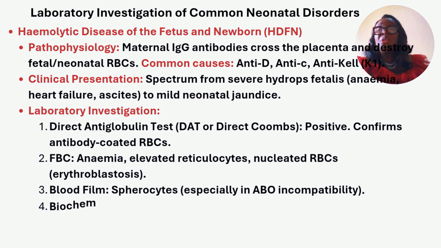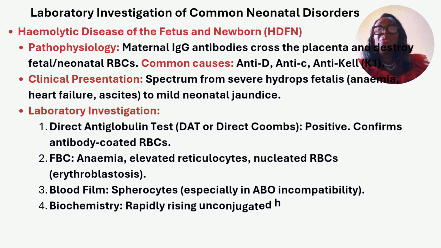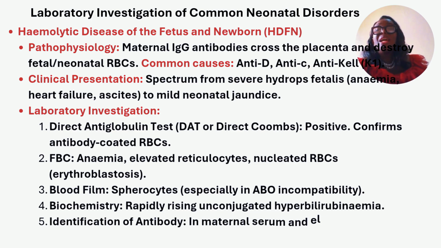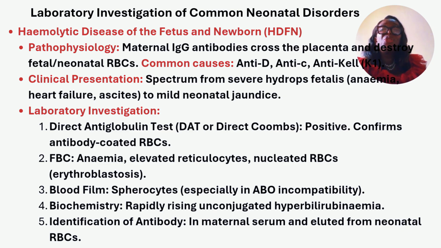An overview of the pathophysiology of hemolytic disease of the newborn. Maternal immunoglobulin G antibody crosses the placenta and attaches itself to the fetal red blood cells, sensitizing them, and these fetal red blood cells are destroyed prematurely. Common causes are blood group incompatibilities between the child and the mother, and the antibodies that are mostly implicated are anti-D, anti-c, and anti-Kell antibodies.